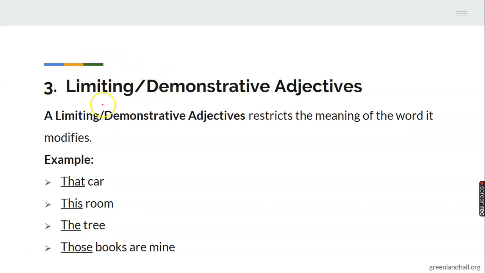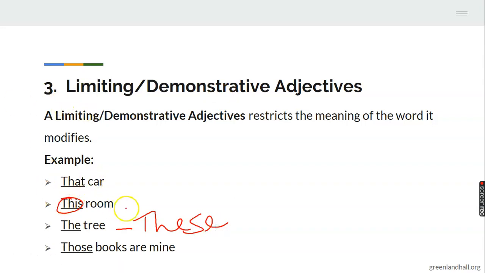Then demonstrative or limiting adjectives. This one has to do with illustrating with body gesture, and there are four in number. We have that, this, those, and these. Let me make a correction here. This should be these, the plural of this.